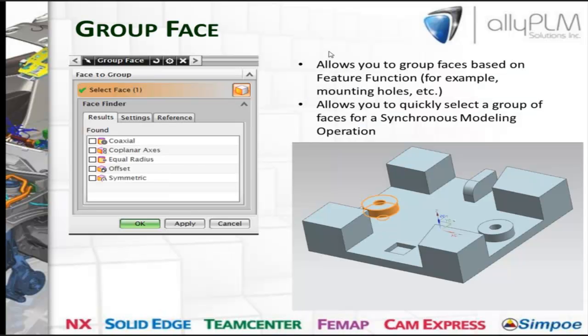All right, a few other tools. First of all, group face. It's going to allow, just like it sounds, you to group faces based on, maybe, feature function. I want these 4 mounting holes to be grouped together so I can select them together. They're always going to move together. Or maybe I want this hole in this boss, like you see down on the screen, to always move together, even independent of what design intent or face finder finds for you.